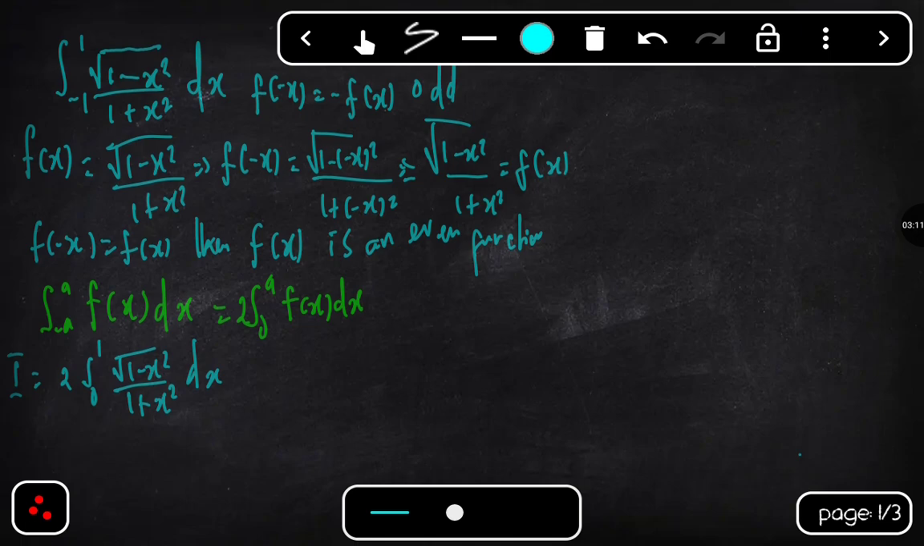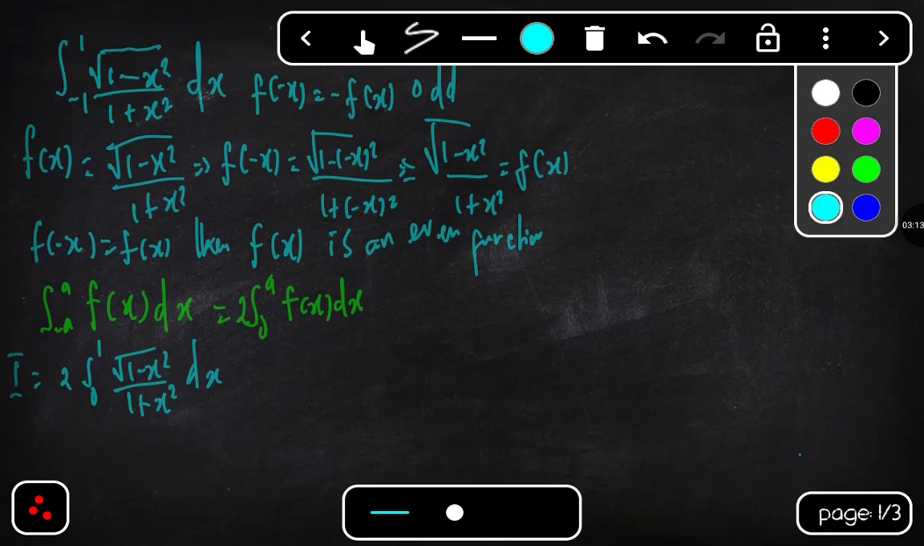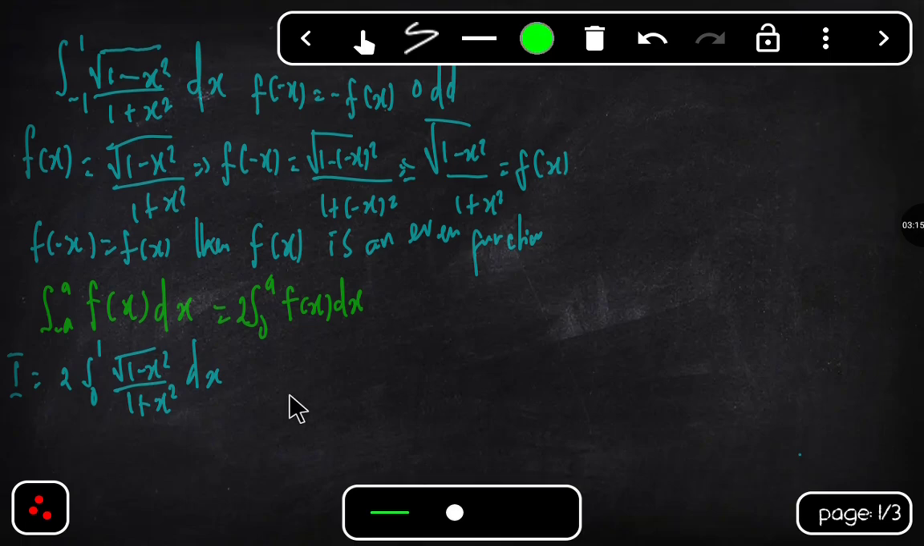The next thing I'm going to do is write out the series representation of 1 over 1 plus x squared. So this is equal to 2 multiplied by the integral from 0 to 1. Instead of writing 1 over 1 plus x squared, I can just write the sum of n from 0 to infinity of (-1) raised to the power of n, times x raised to the power of 2n, then multiplied by the integral of the square root of (1 minus x squared) dx.